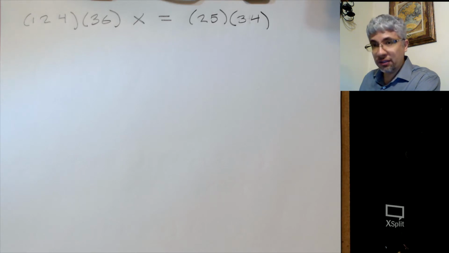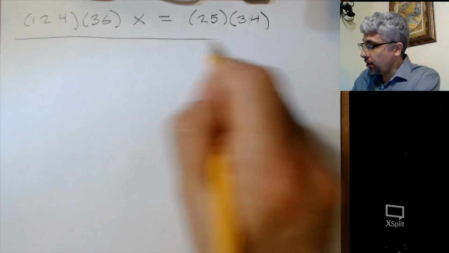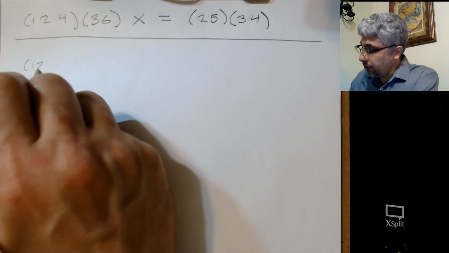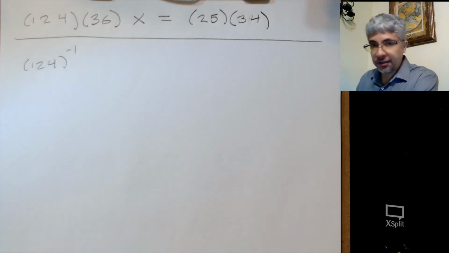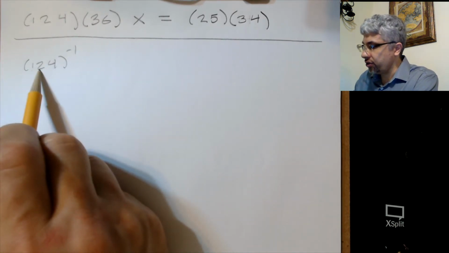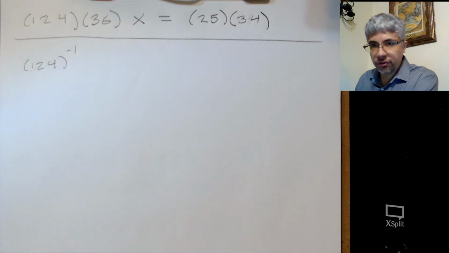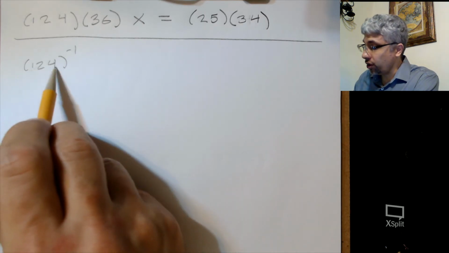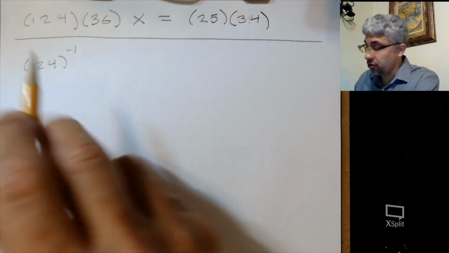So what is the inverse of a single cycle? Let's think about it. The inverse of a single cycle (1 2 4). What is this saying? 1 goes to 2, 2 goes to 4, 4 goes to 1. So what would be the opposite of that? Well, everything goes to, instead of the thing to the right, the thing to the left. So 1 goes to 4, 4 goes to 2, and 2 goes to 1.